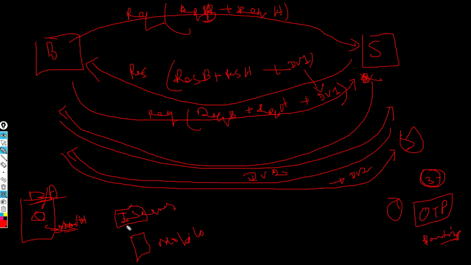Here OTP is required. Who sends the OTP? OTP is sent by the server only. So who is sending OTP first? Server is sending OTP first. So server is sending dynamic value first. Understand? Server is sending OTP first.